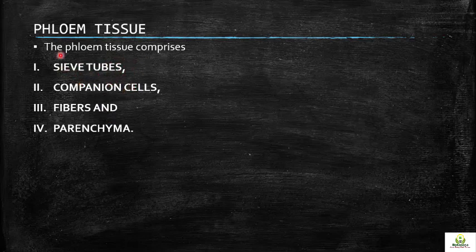Companion cells are associated with these sieve tube elements. Fibers and parenchyma are also part of this phloem tissue. So in combination, these four cells, when they are in the phloem tissue, are responsible for the transport of photoassimilates.